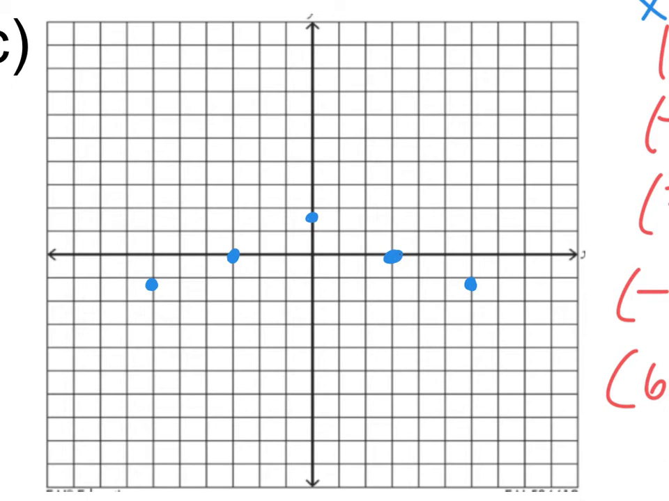So notice how it shrank going up and down. It's like I took it and I pinched it going up and down. It's not as high and not as low as it was before. So there is letter C.